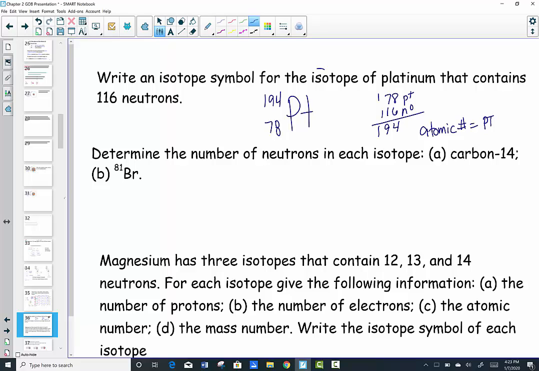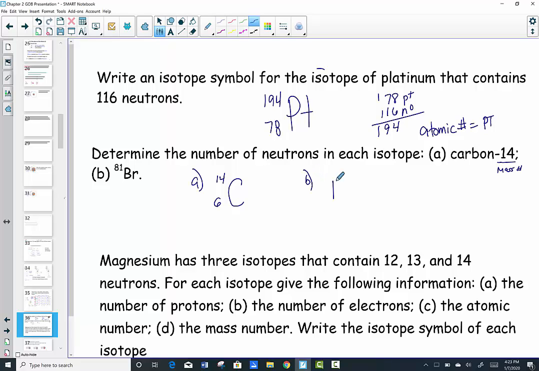Let's determine the number of neutrons in each isotope. Letter A gives us carbon-14. Well, the elemental symbol of carbon is capital C, and when you see a hyphen and a number, it's giving you the isotope's mass number. So that's carbon-14. The bottom number we need to find on the periodic table. It's element 6. 14 over 6 represents the standard isotopic notation for carbon-14.